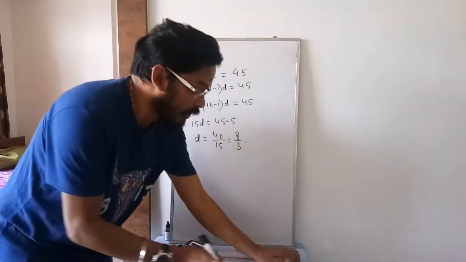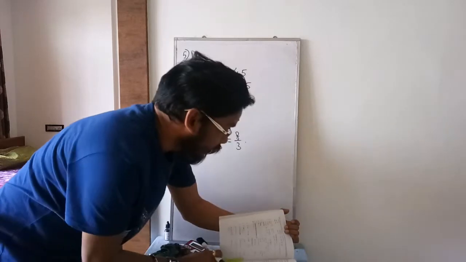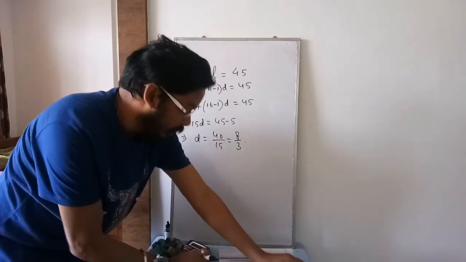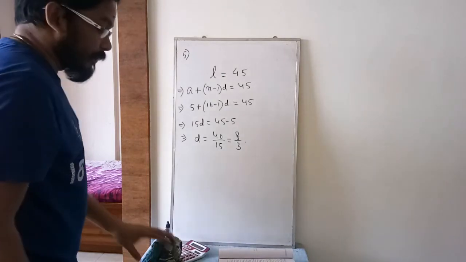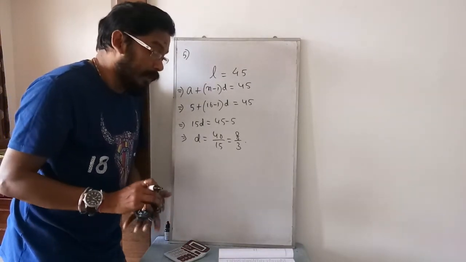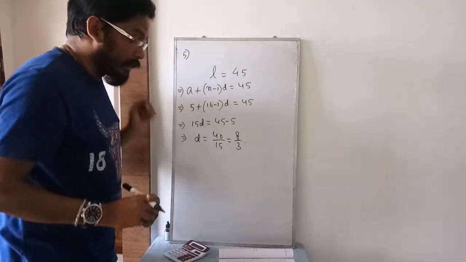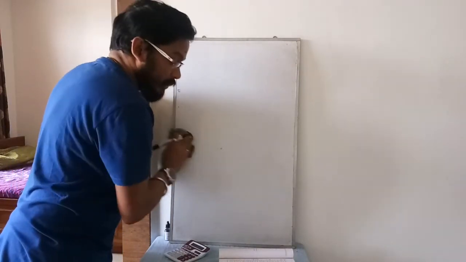So take the screenshot. This is how we can find out the common difference. So the n value you got, and you got the value of d. Take the screenshot. This is the second part to find out the common difference, because they have said to find out n and the common difference.